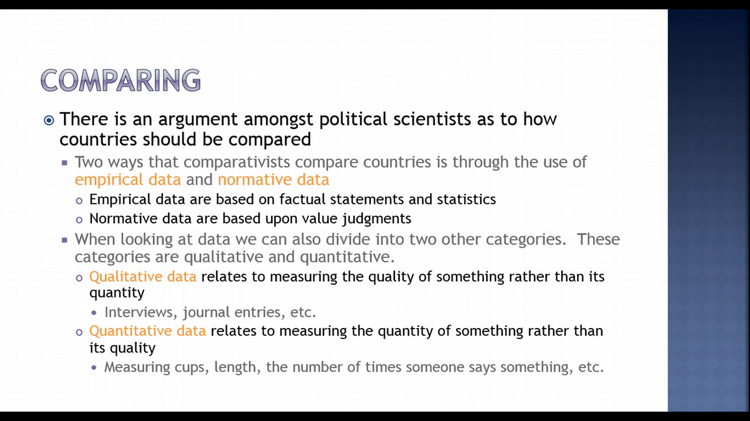All right. So when looking at data, we can also divide into two other categories. And these categories are qualitative and quantitative. Qualitative data relates to measuring the quality of something rather than its quantity. So interviews, journal entries, etc. So if we were to relate this back to empirical and normative data, qualitative data is generally going to go in that normative category. So you're going to use qualitative data to come up with normative concepts.